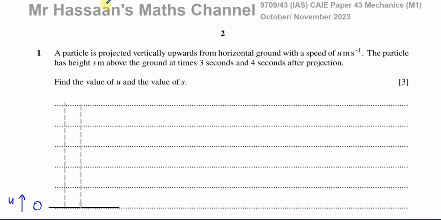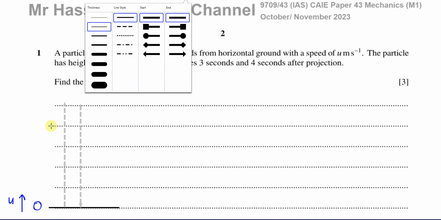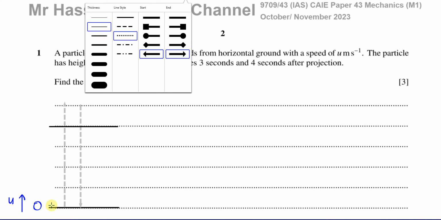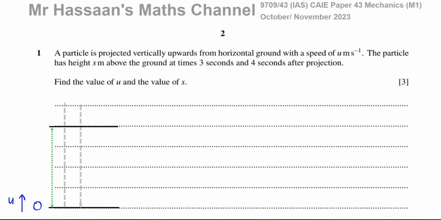Now there's a time when it reaches s meters above the ground. So I'm going to make this line s meters. This distance here is s meters, from there to there. Let me call this the point A above the ground, level A, that's s meters. Now, you see what's happening? It's going on the way up.